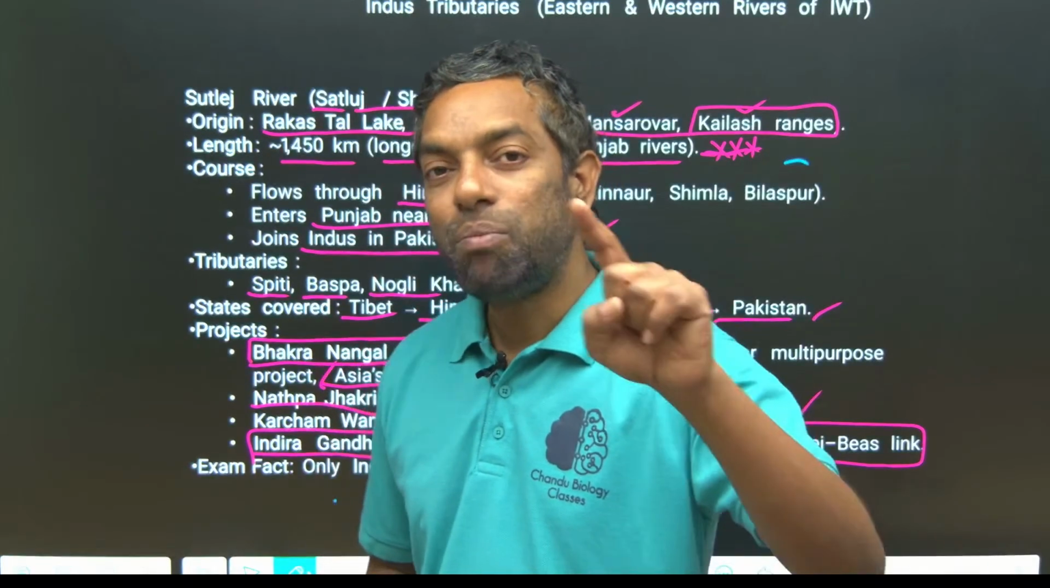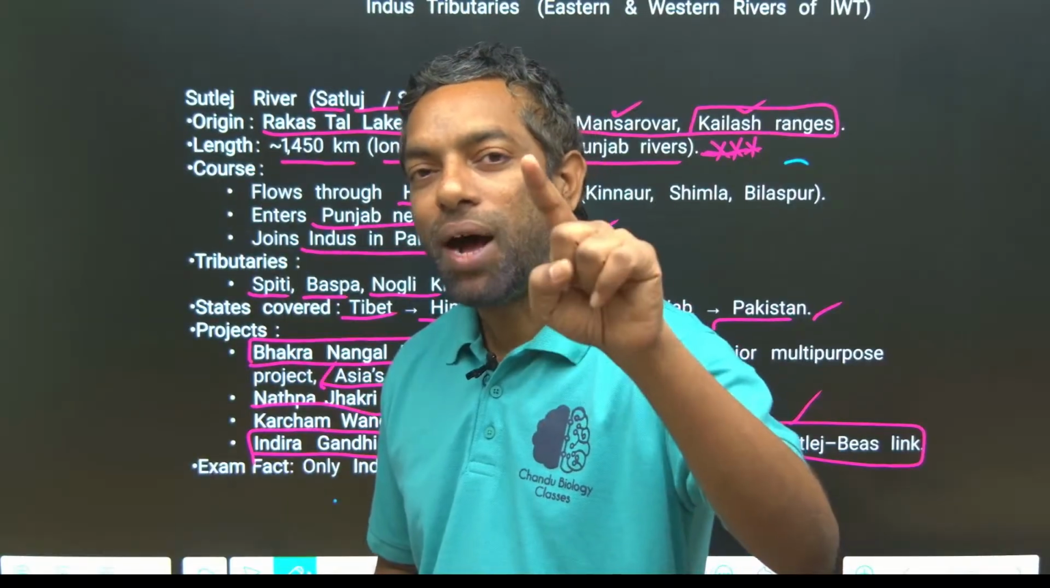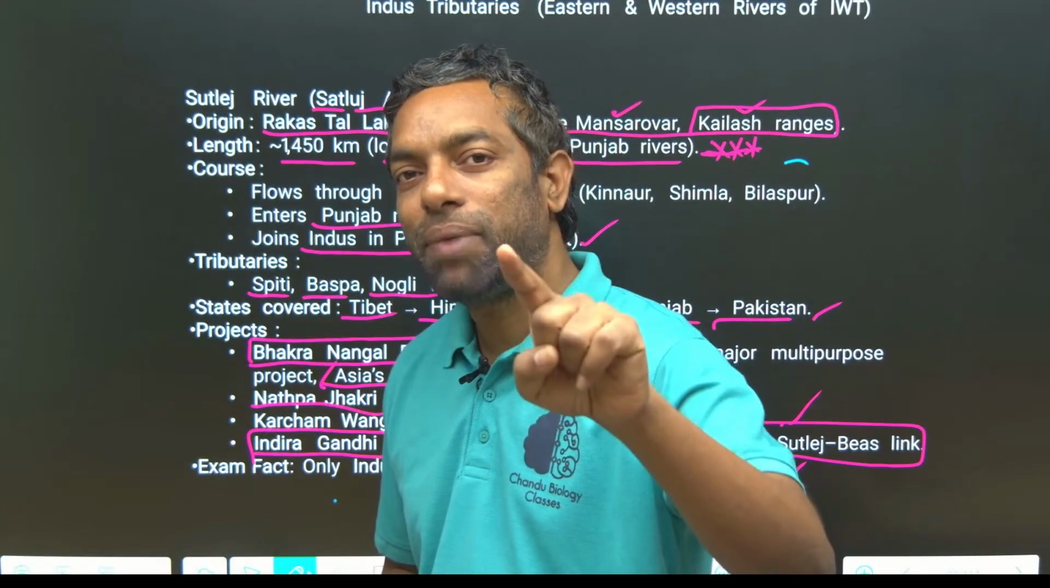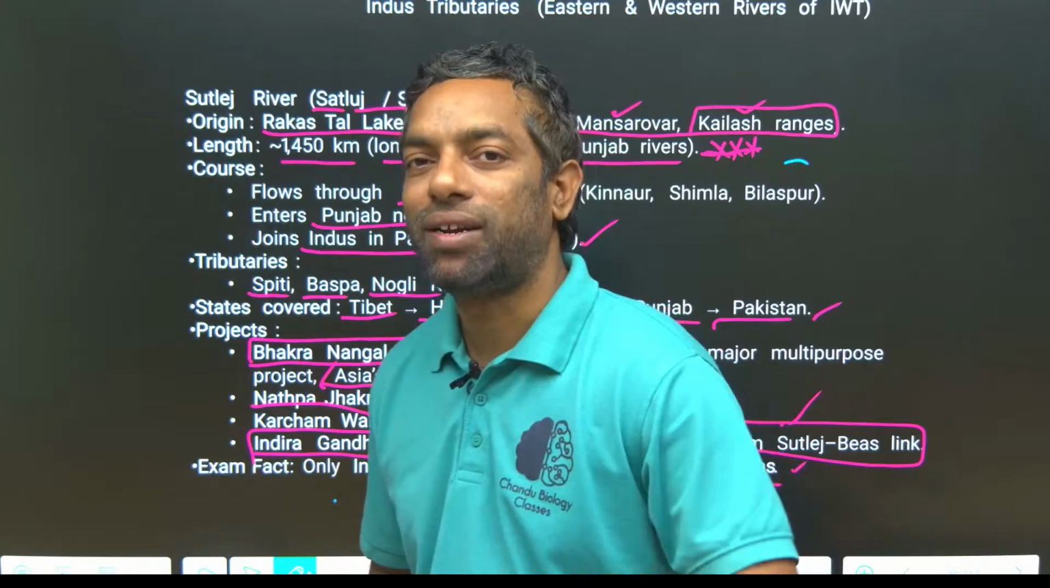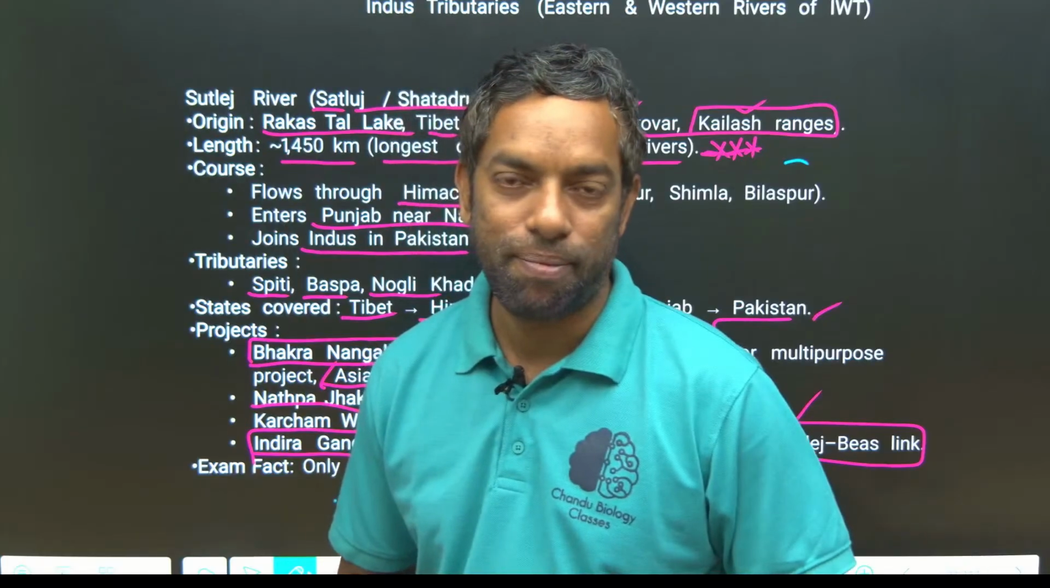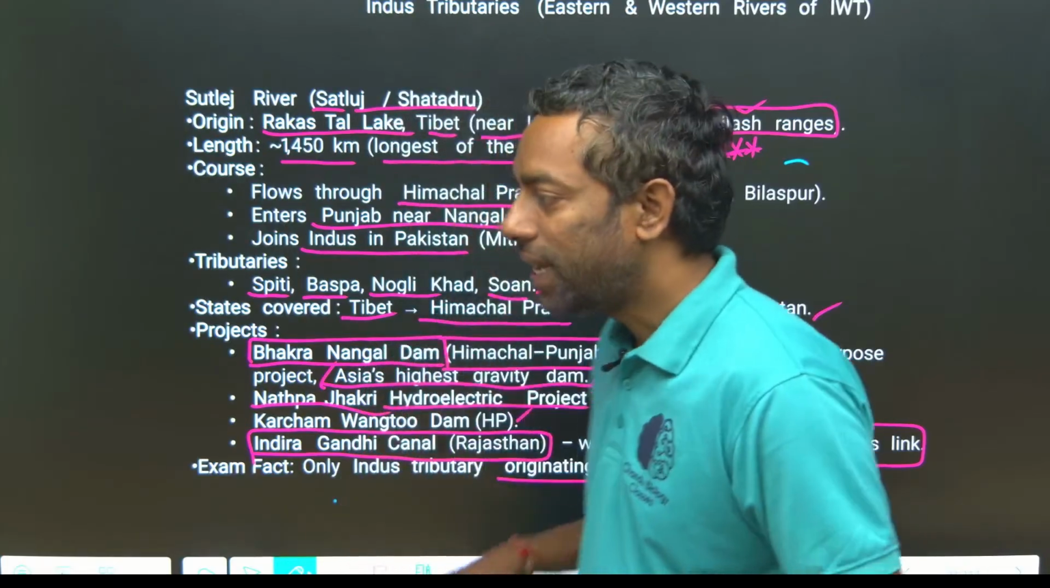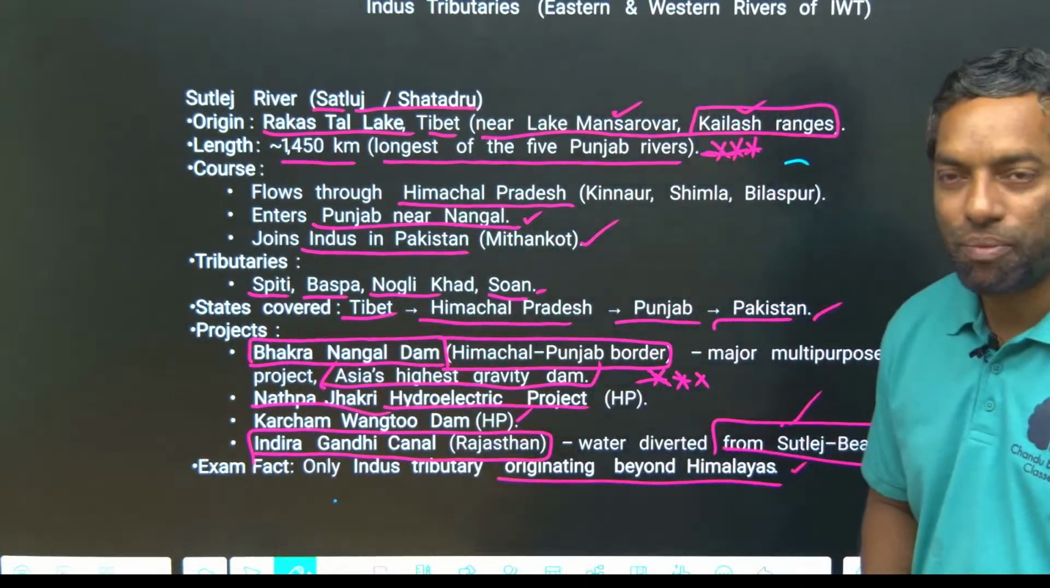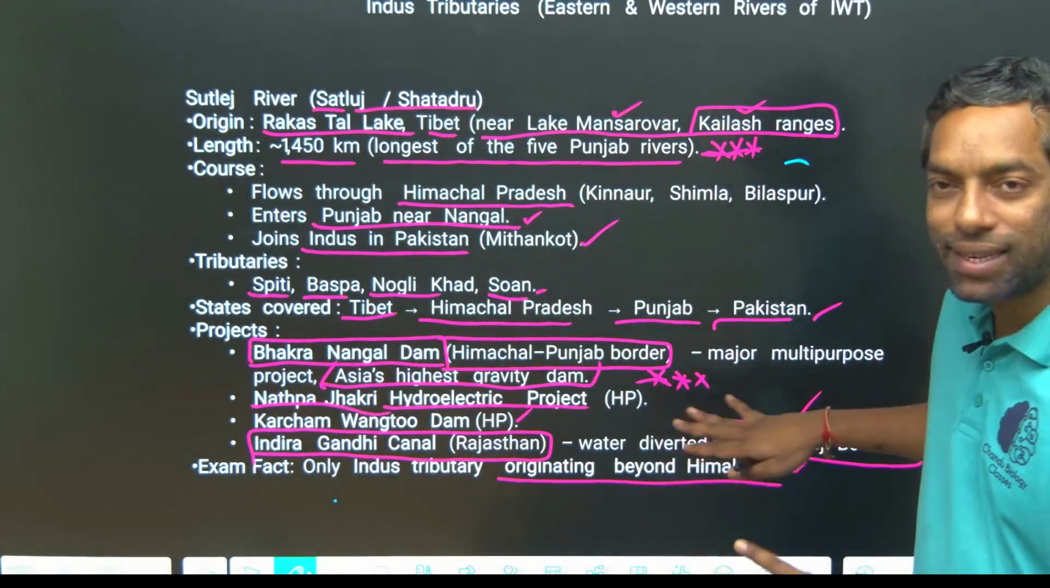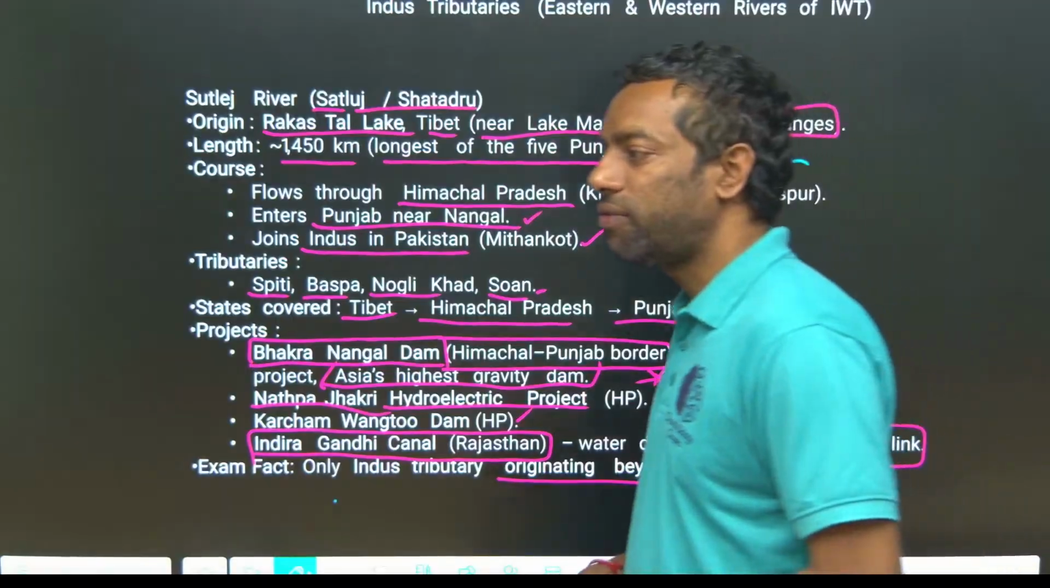Most important: the Bakra Nangal project between Punjab and Himachal Pradesh is on which river? Satluj River. I hope you are clear about Satluj. Take a screenshot. We will look forward to the next river.